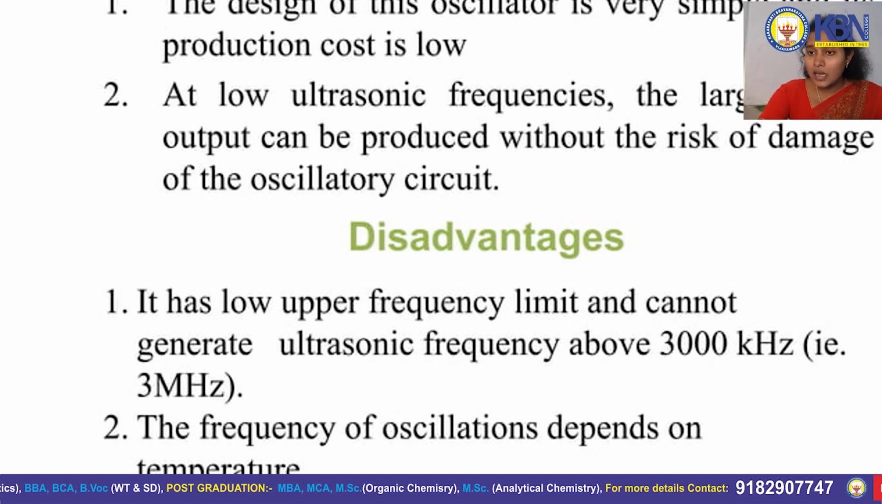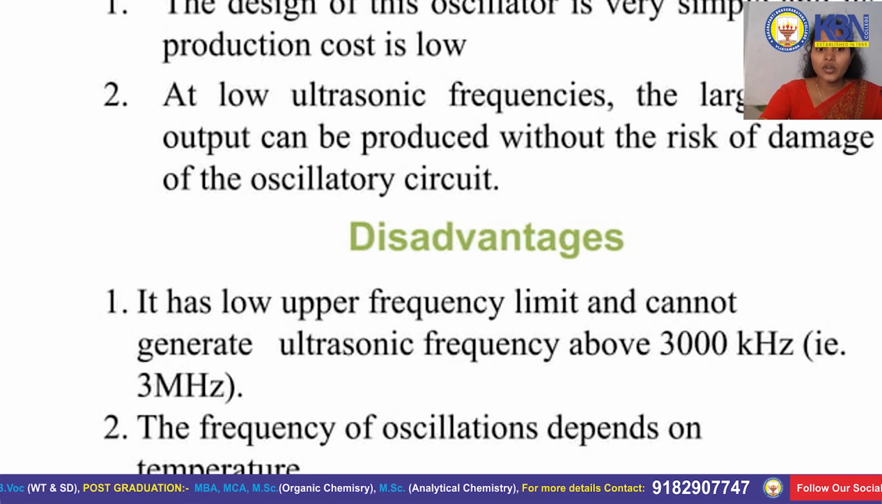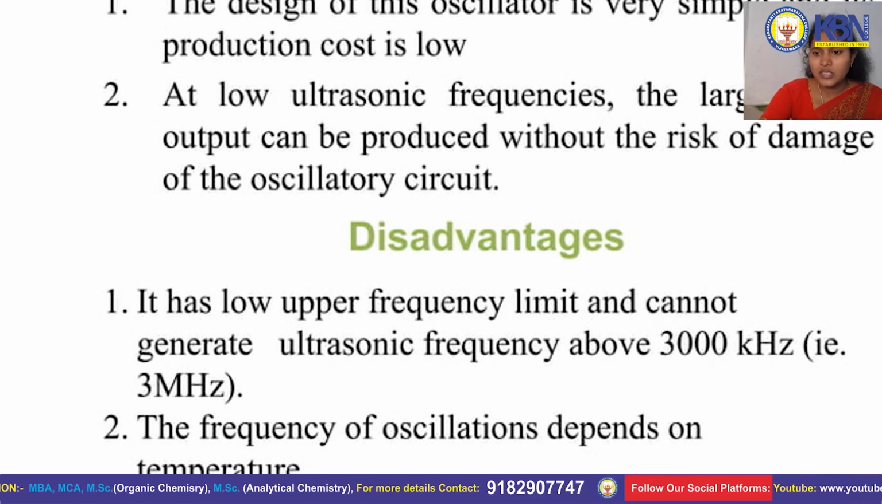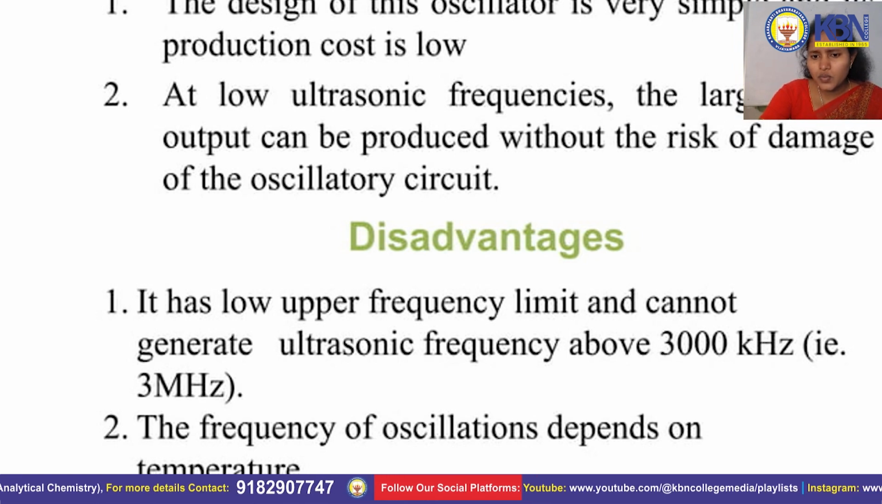Coming to the disadvantages of that method, it has a low upper frequency limit and cannot generate ultrasonic frequency above 3000 kilohertz. So it won't produce ultrasonic waves in the frequency range above 3000 kilohertz. This is one of the drawbacks of the magnetostriction method, and the frequency of oscillation also depends upon the temperature.